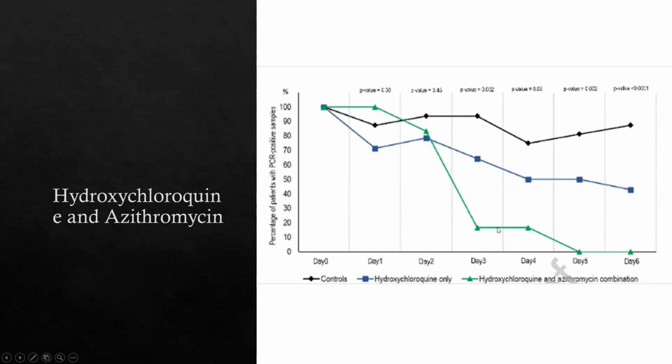Essentially all of the ones that got combination therapy by day 6 had cleared their viral load. At day 6 post-inclusion, 100% were virologically cured, as opposed to 57% in patients treated with just hydroxychloroquine alone, and only 12.5% in the control group. So it's thought that there's some synergistic action between hydroxychloroquine and azithromycin in terms of reducing viral load. We're going to talk a little more, but this is limited by prolonged QT and side effects, so something we have to be very careful about. And I don't think we're often doing the combination therapy if we're just sticking to the hydroxychloroquine alone.